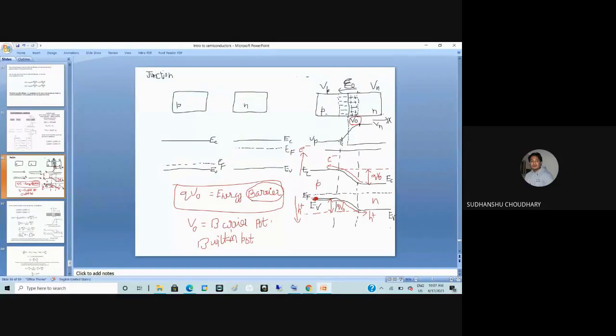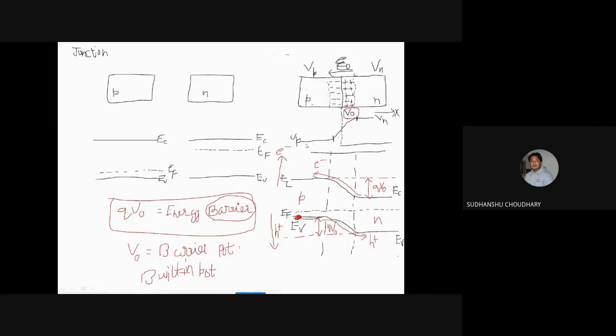So this is barrier VP. This one, yes. This is VP here. So VP corresponds to the potential across the P-type region, which is constant, since we are assuming that no electric field is existing here. Similarly, Vn, this one, is also constant. So since no electric field is existing, now we are left with only this region.